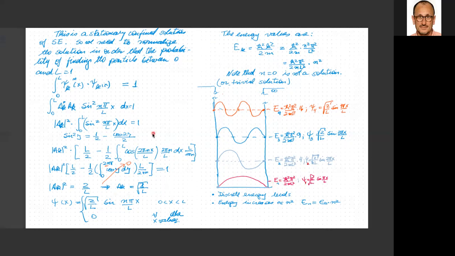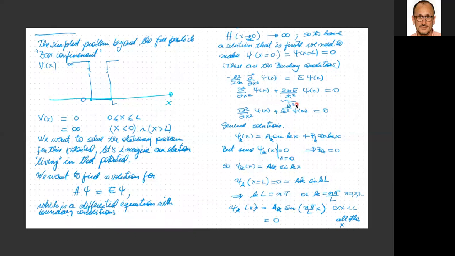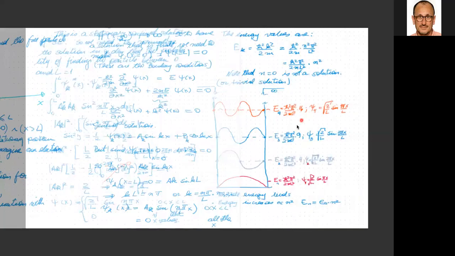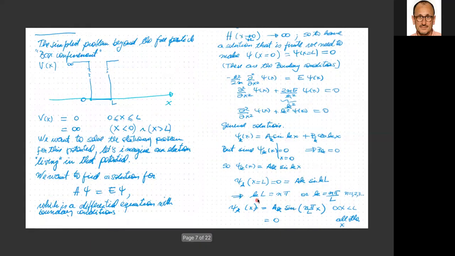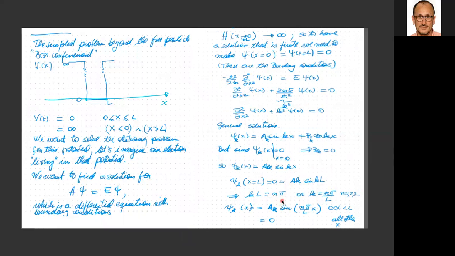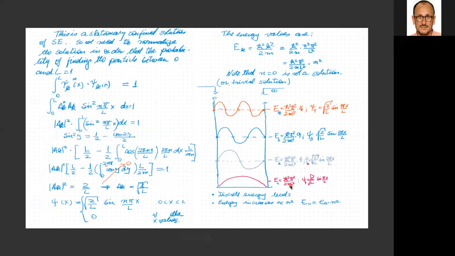And the expression for the energy, remember how we define the energy? The energy is h bar squared k squared divided by 2m. So this is h bar squared divided by 2m times k squared, but k is equal to n pi over L. So I replace that here, and I see a succession of energy values going up. So this is the E1, which is called the ground state of this solution, the lowest energy state for a particle to exist inside a confined barrier.